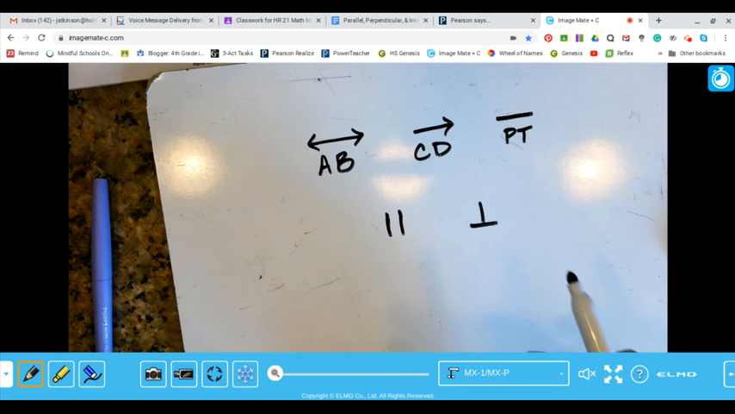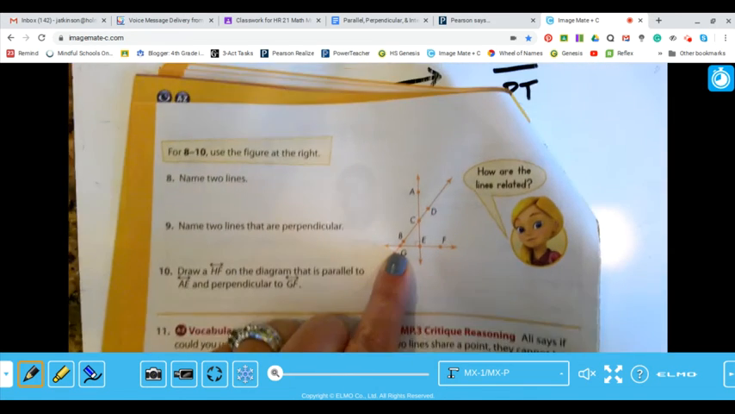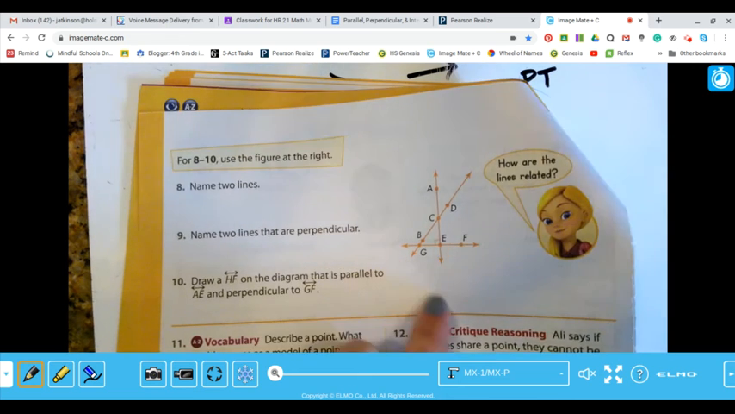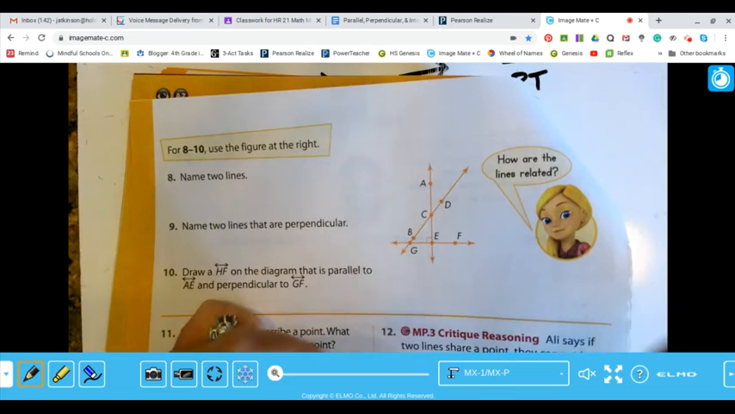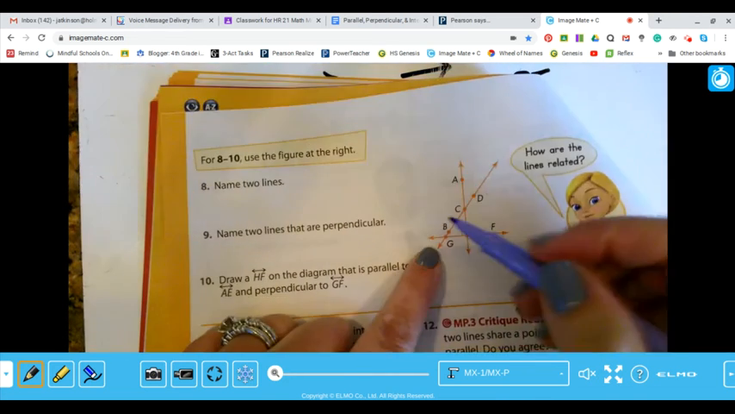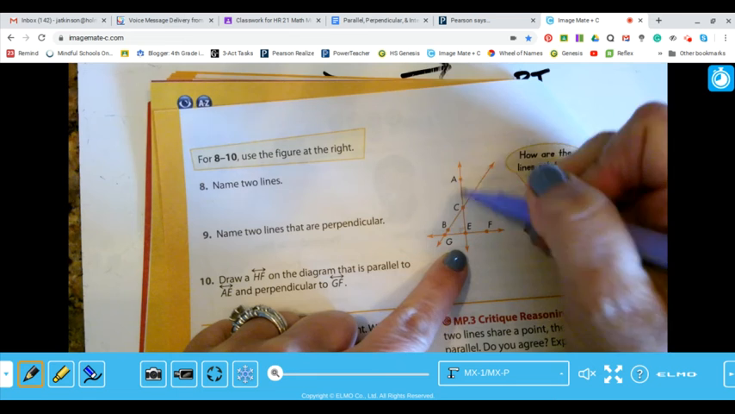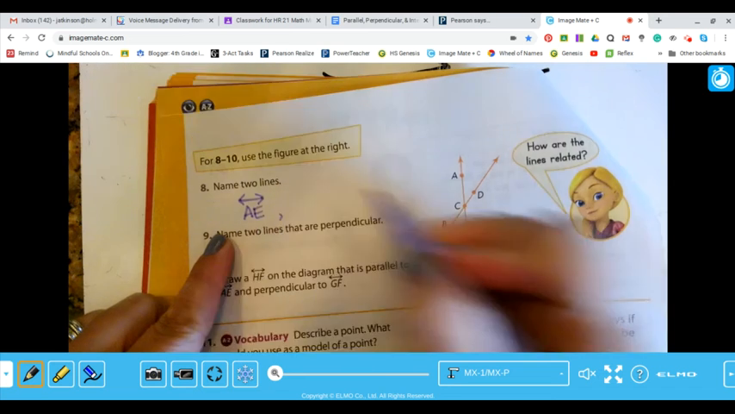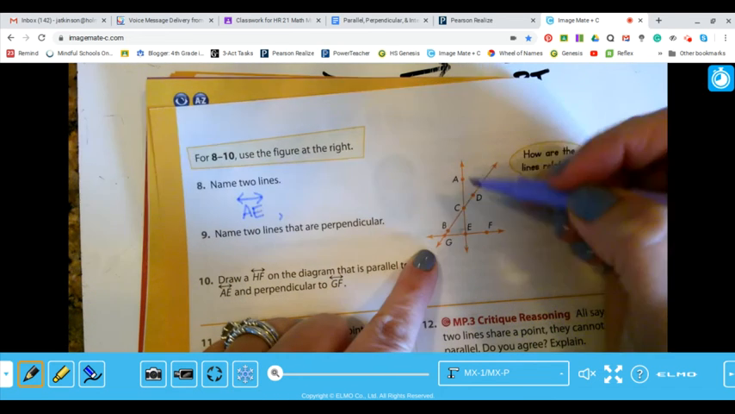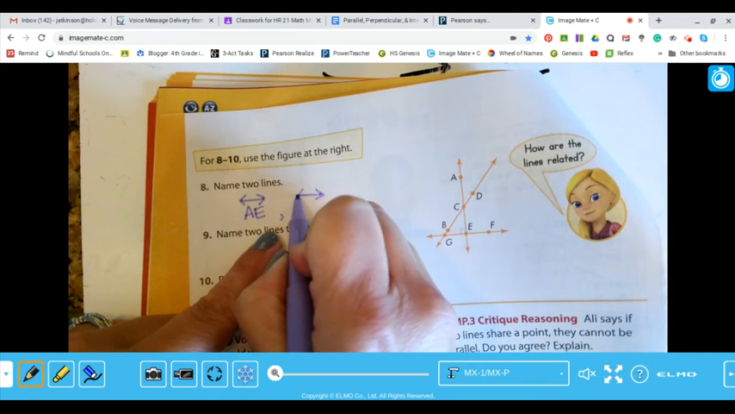So I want to take a problem from our workbook, and I'm going to quickly model this. I'm going to zoom in a little bit so that everyone can see it. One of the questions is to simply name two lines. Looking at this, I can pick any lines that I want. I think I'm going to do AE, which is this line here. So I'd say line AE. And I have to name two of them. Let's do GF. Line GF.